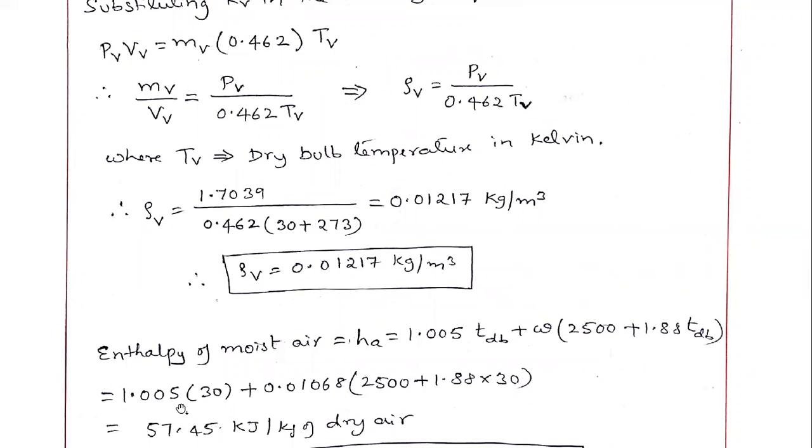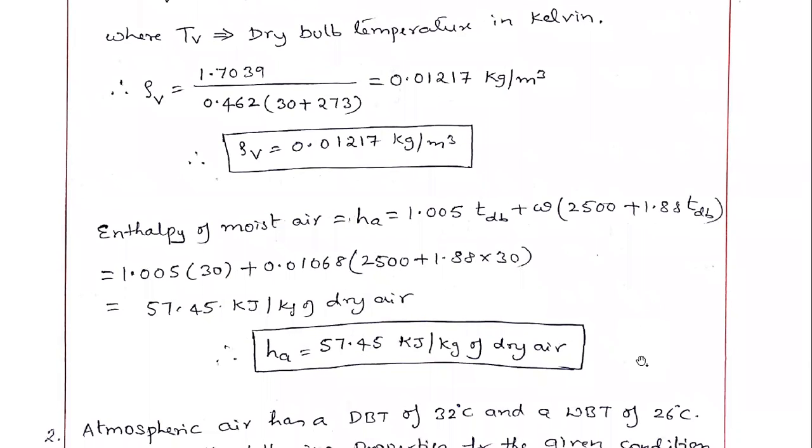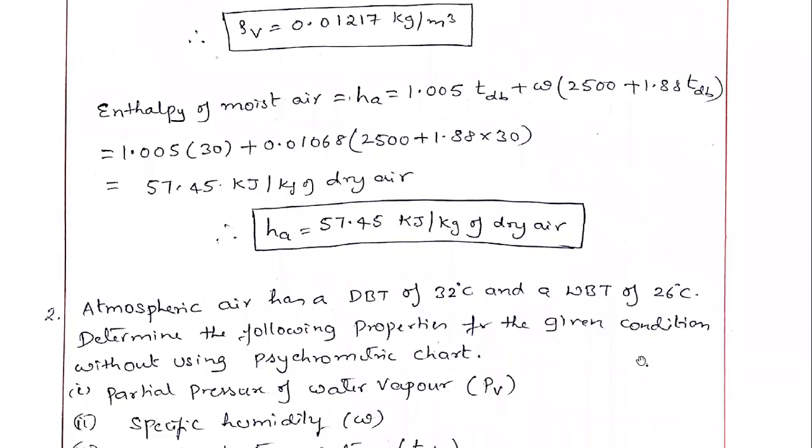So it is 1.005 into 30 plus 0.01068 into 2500 plus 1.88 into dry bulb temperature. So we get the enthalpy of the moist air. So HA is 57.45 kilojoules per kg of the dry air. We'll go to the next problem.